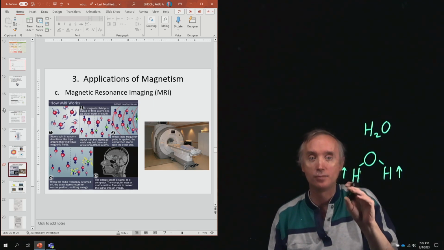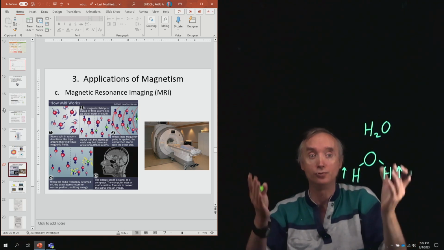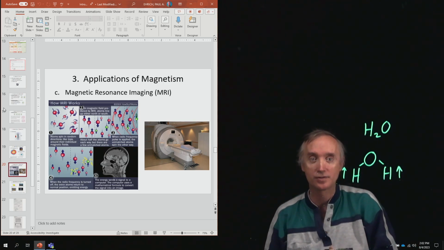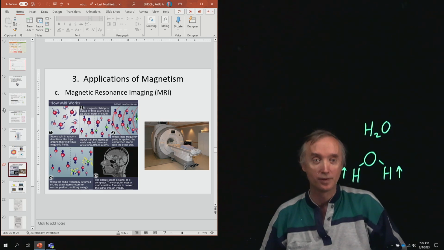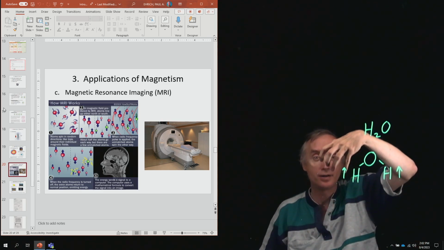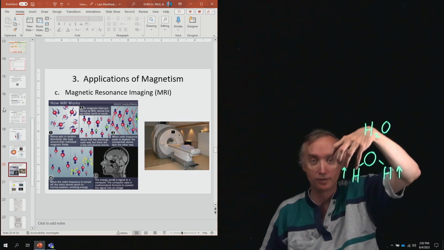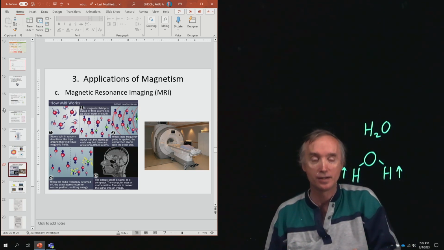So an MRI has a huge magnet. I remember one time I had an MRI done and I was wearing a belt, and the belt was made of metal, and I could feel my body actually being lifted up a little bit due to the strength of that magnetism and that magnetic force.